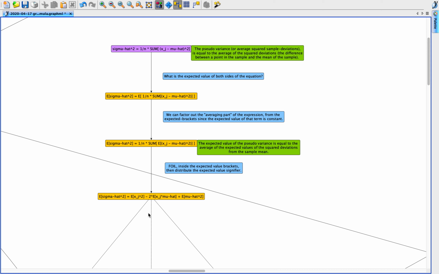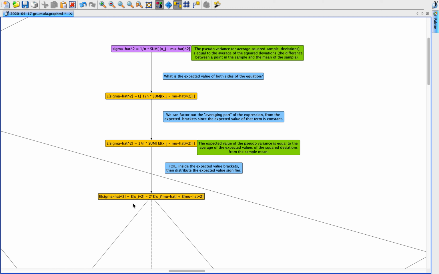And when we do that, we end up with xi squared minus 2 times xi times mu hat plus mu hat squared. Excuse me, did I have the expected values there? The expected value of sigma hat squared is equal to the expected value of xi squared minus 2 times the expected value of xi times mu hat plus the expected value of mu hat squared. So this is what we want.